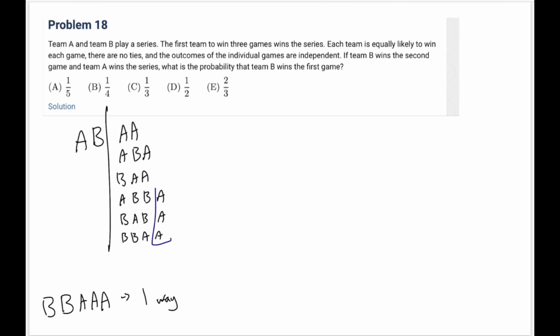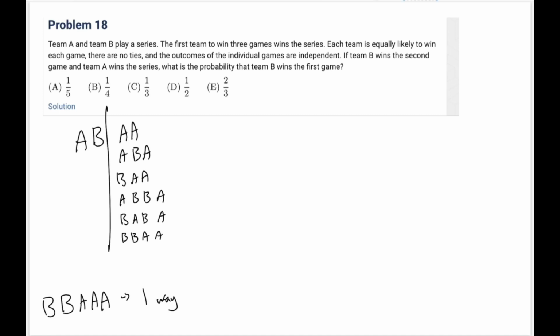So A always has to stay in the last place, because Team A has to win. That means that A completes its 3 victories, and so A wins the moment that it completes its 3rd victory. So for A to win, A has to be the last winner. So that's why A is also here. And so these are all the ways I think that B could win.